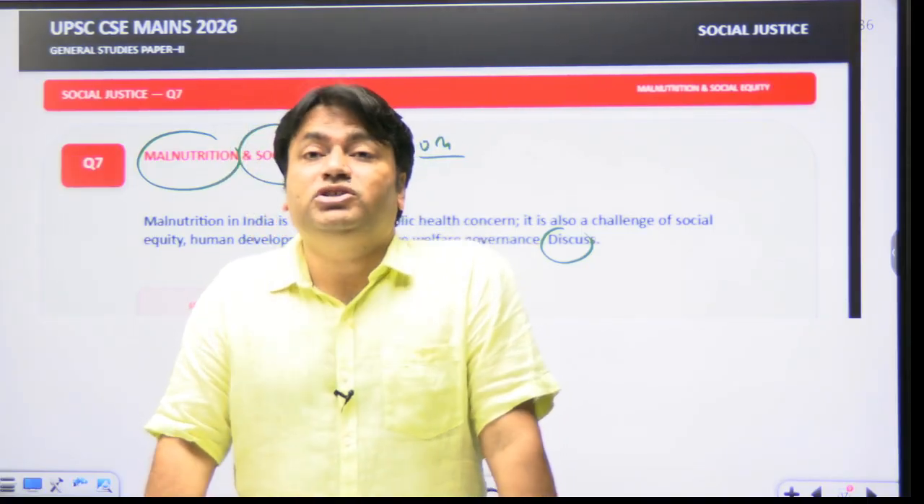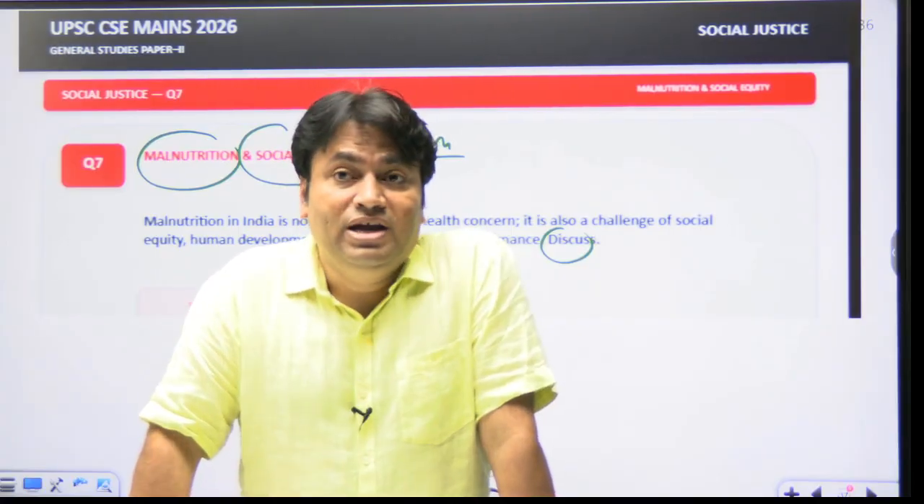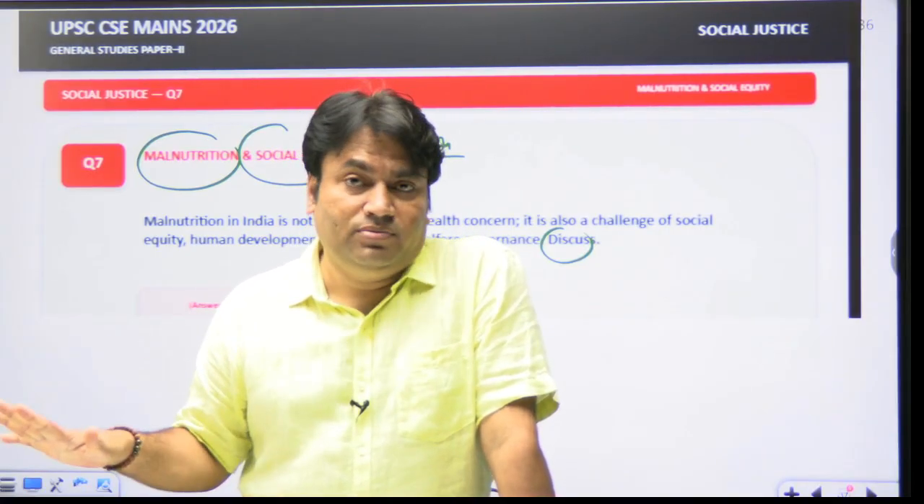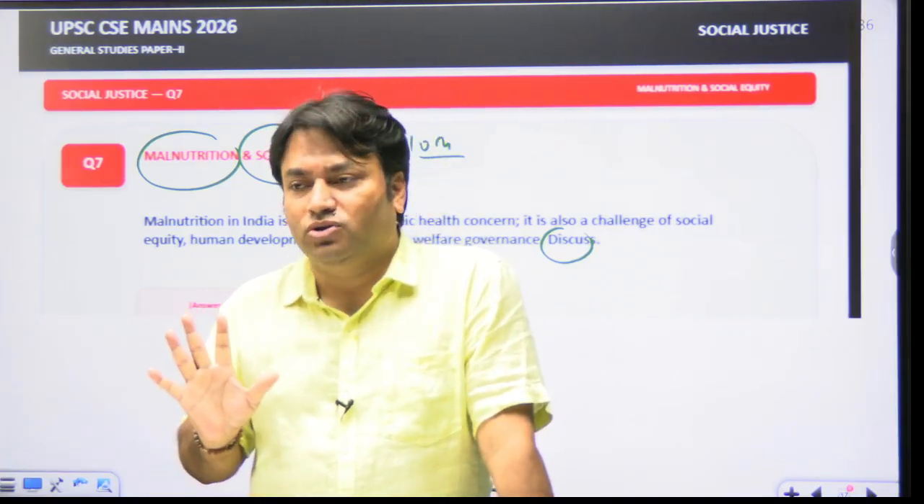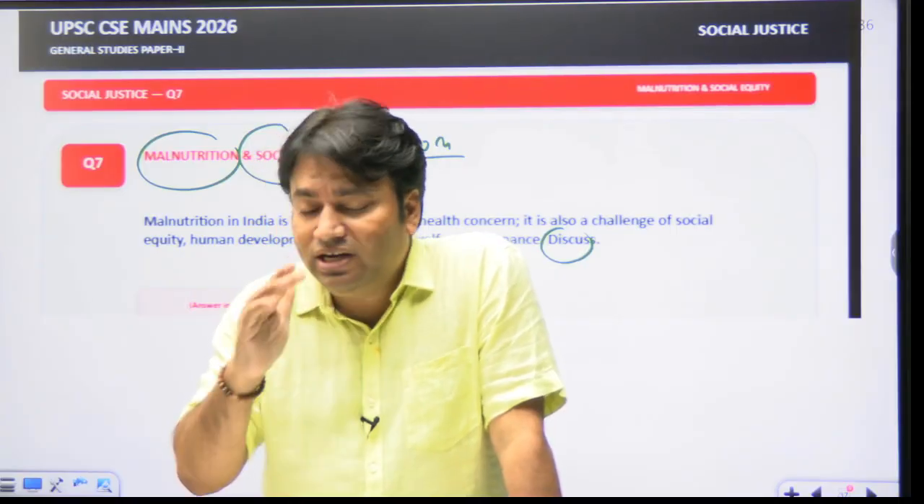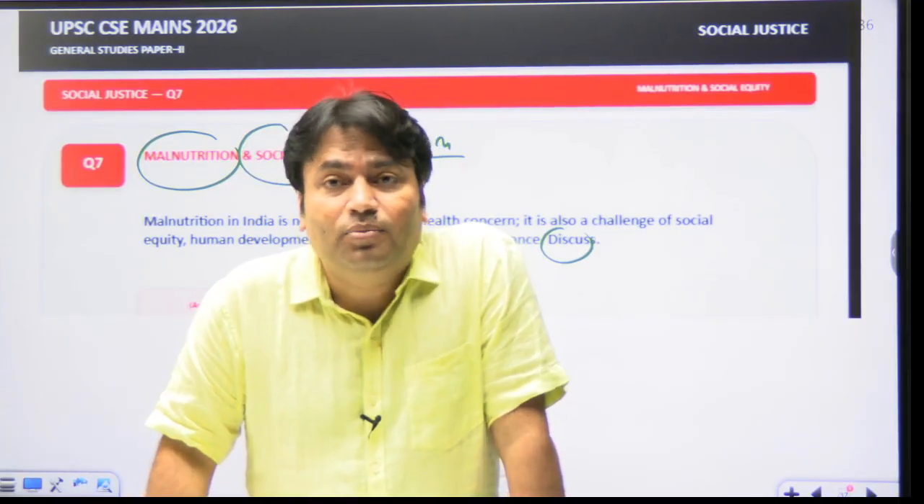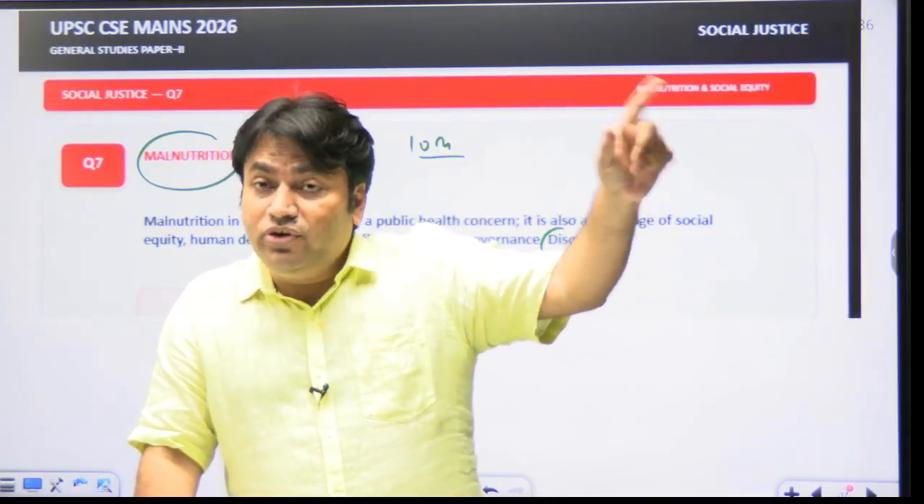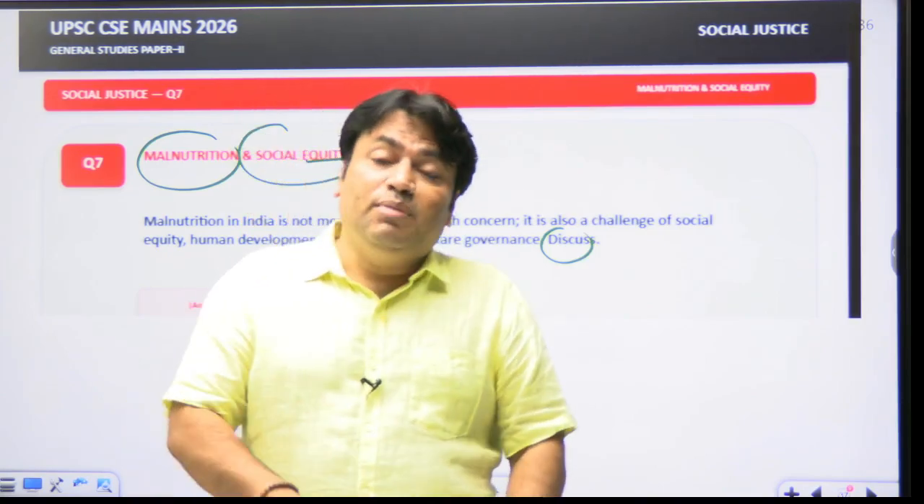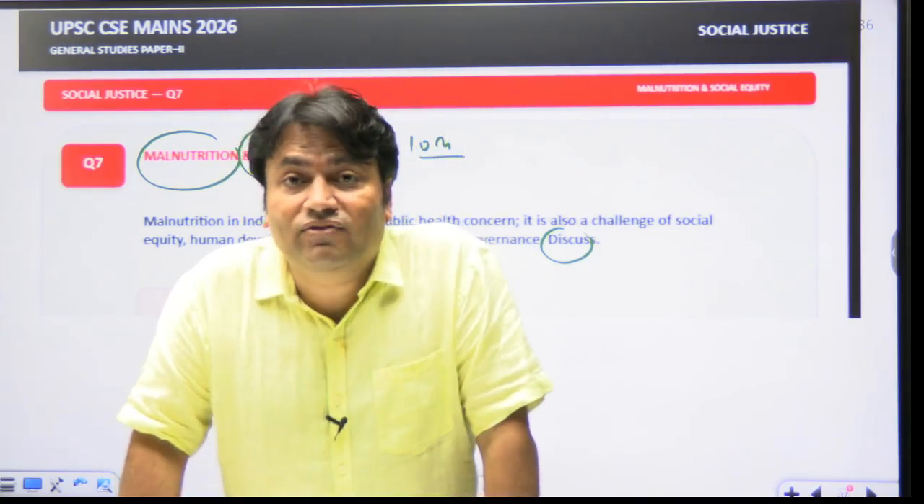So malnutrition is a human capital problem. It is not only a calorie problem. We should not look at malnutrition only as a calorie problem. We should see it as a human capital problem. It means that malnutrition can weaken India's ability to realize its demographic dividend.